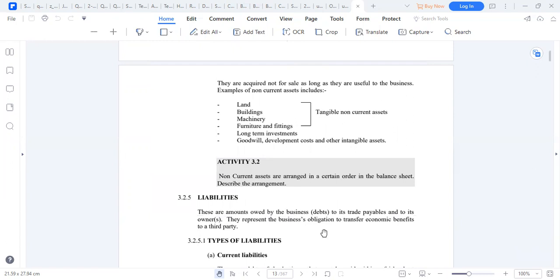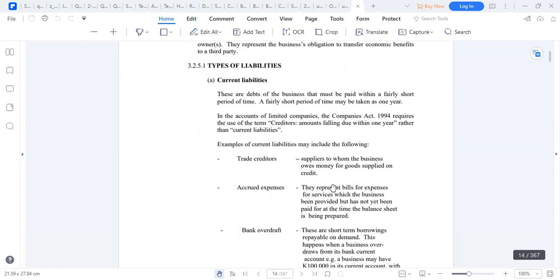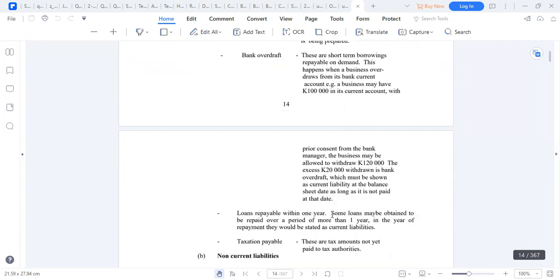So we also have liabilities in the balance sheet. These liabilities are simply what the business owes. Okay, these are what the business owes. So we have two types of liabilities. We have the current liabilities. These are simply debts that are payable within a year. Examples are trade creditors. We also have accrued expenses. We also have bank overdrafts. We also have loans that are payable within a year, and tax payable. All these fall under what we call the current liabilities.